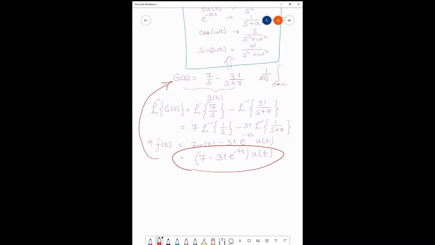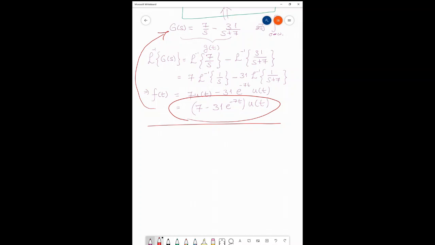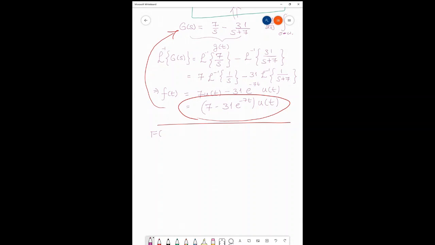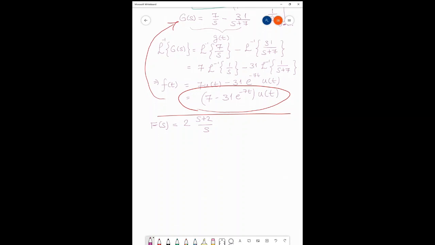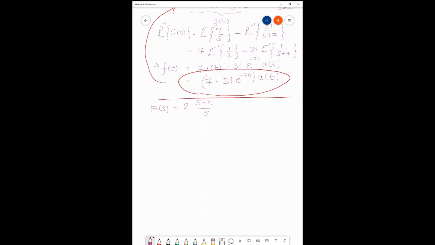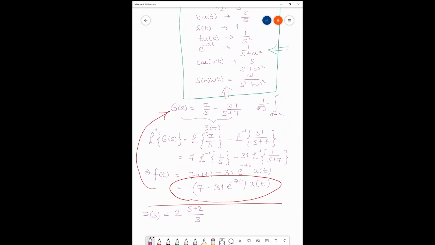So this is when we are given the Laplace transform in terms of two denominators like this, but it's not usually as pretty, because in some cases we might need to decompose a function. For example, say we have a function in the s domain, F(s) equal to 2 times (s plus 2) over s. When we have a function like this, we need to decompose it into two or more functions which are easier to transform using our table already.